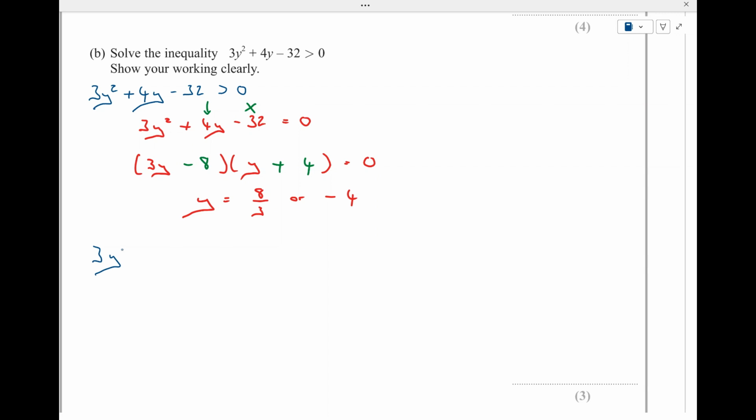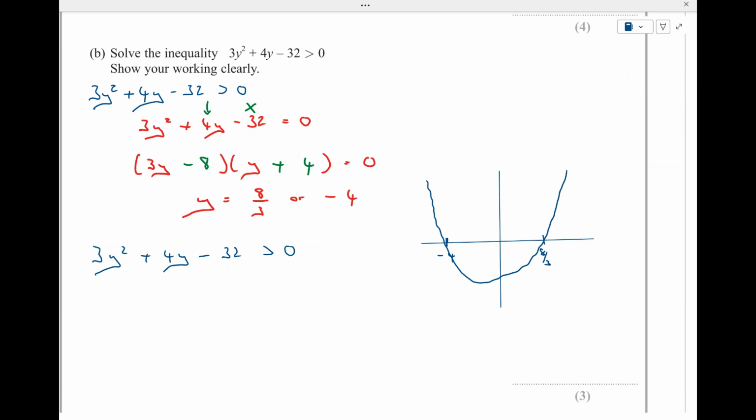The inequality is about the values of y which make 3y squared plus 4y minus 32 greater than 0. So to sort this out, I'm going to picture the quadratic curve here. Now, it's a positive y squared, so it's going to be a U shape. And I know my critical values are at minus 4 and 8 over 3. So this is the graph I'm dealing with.